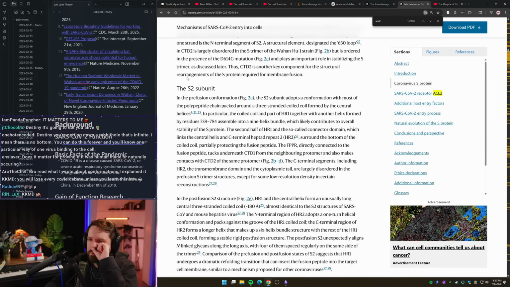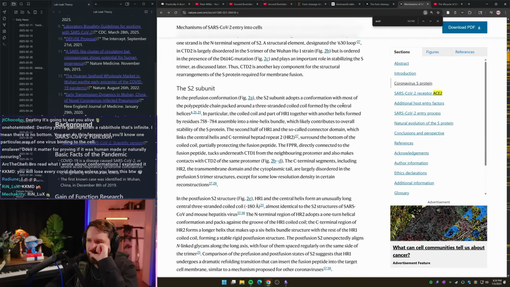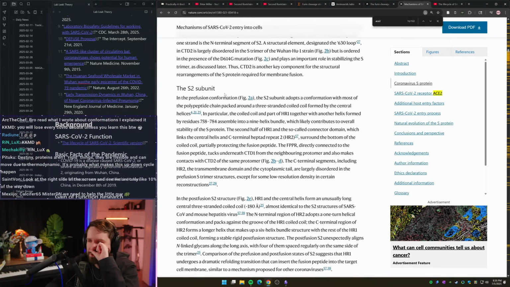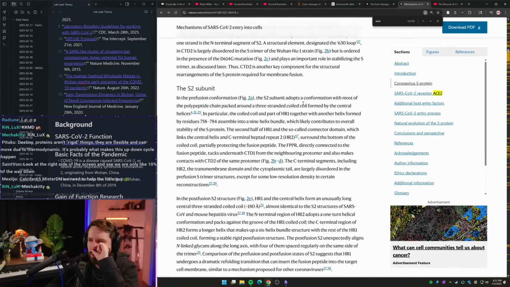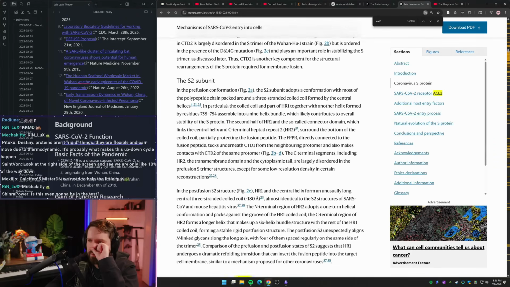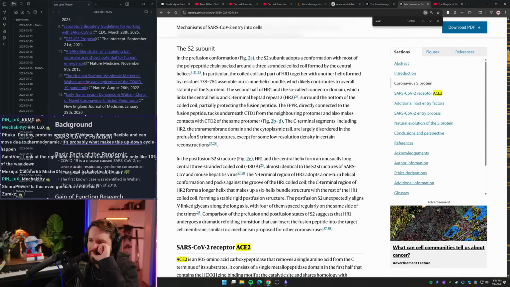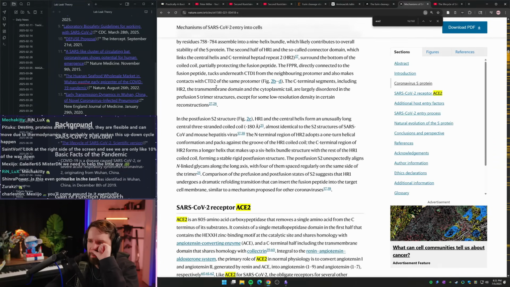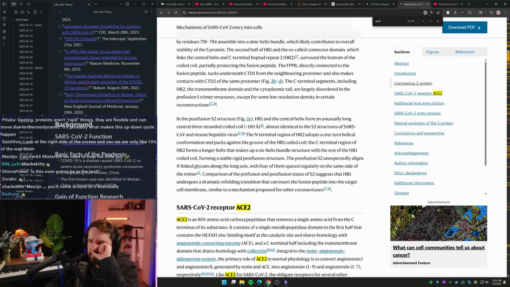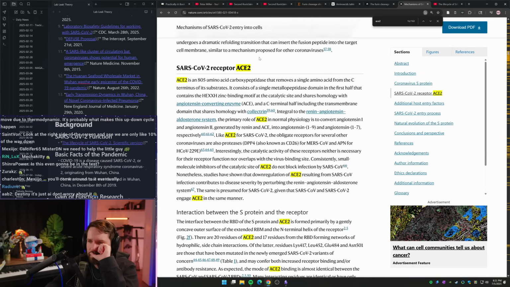S2 subunit. In the pre-fusion conformation, the S2 subunit adopts a conformation with most of the polypeptide chain packed around a 3-stranded coil formed by the central helices. Okay, I don't think this matters to us. In the post-fusion S2 structure, one essential helix forms an unusually long central 3-stranded coil.